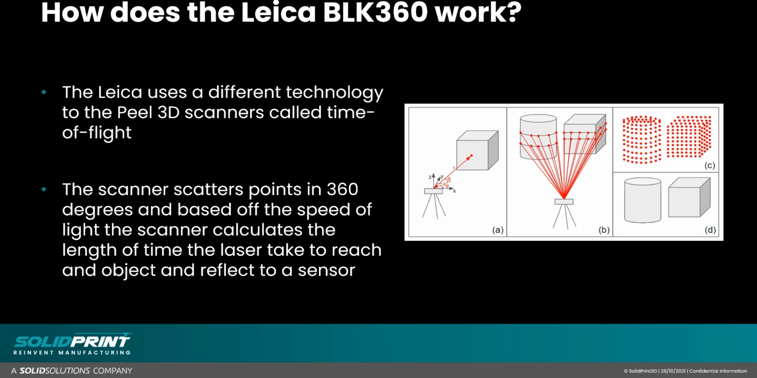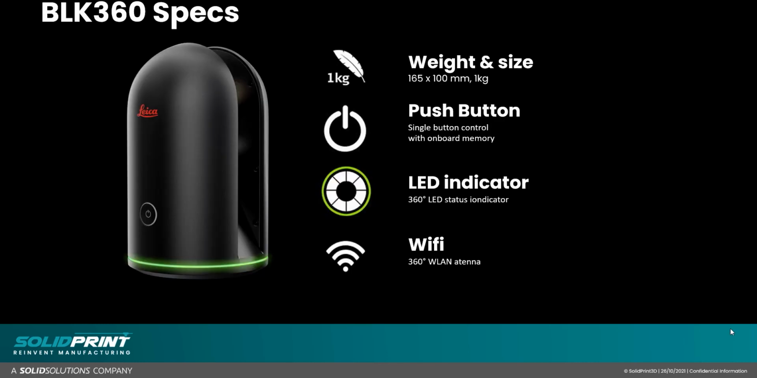The scanner then emits millions of laser beams as it rotates in 360 degrees. As it does this, it's recording how long it takes for the light to reflect off the object and is able to work out the distance of the object from the scanner based off the speed of light. Unlike the Peel 3D scanners that capture a mesh, the environment is built up with millions of points, which is referred to as point cloud data.